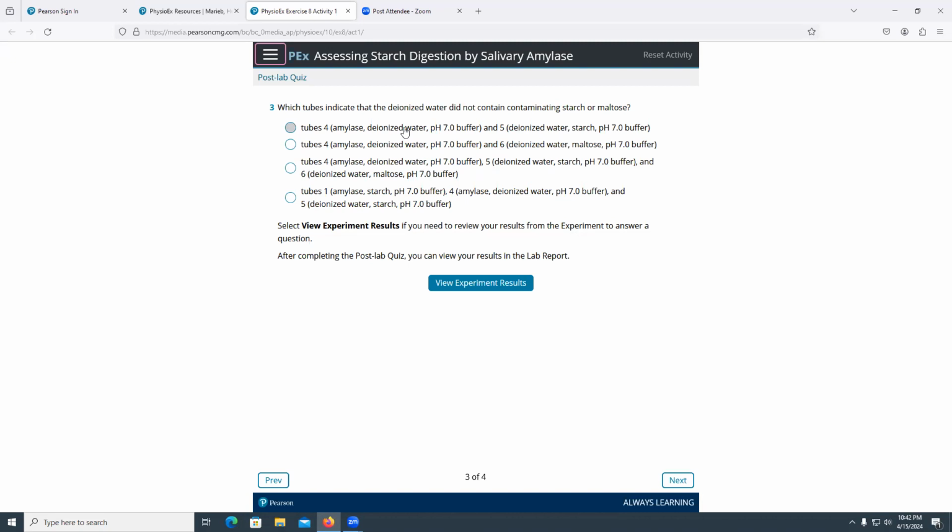And to ensure that there's no maltose, I should have amylase, deionized water, and pH 7. Like here, yes, so those two. I must have amylase, and I must have deionized water, pH 7. That ensures for me there is no contamination with starch or maltose. Tube 4 will show that whenever I add IKI as yellow, it will remain yellow because there is no reactant. And whenever I add the Benedict, it comes in as blue and stays blue, which ensures for me there is no maltose.